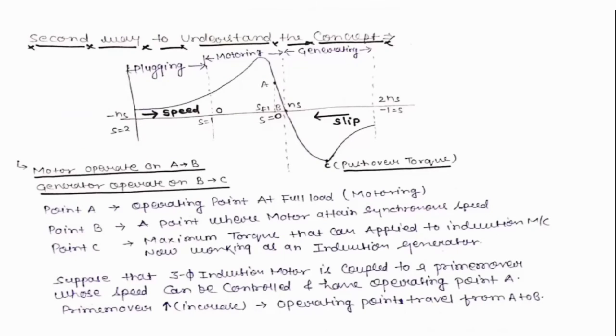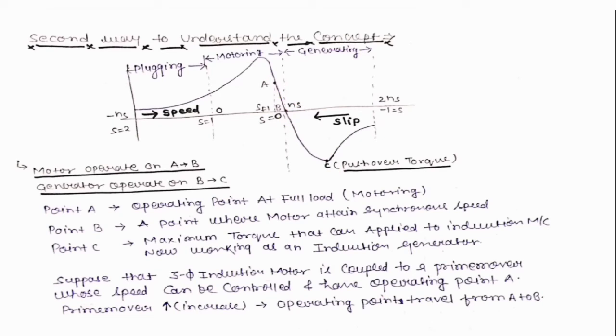Okay, the second way: if you are not understanding what an induction generator is yet, we are going to give you an explanation in a more familiar way, that is speed torque characteristics. Through the speed torque characteristics, we have pointed out 3 points, A, B and C.